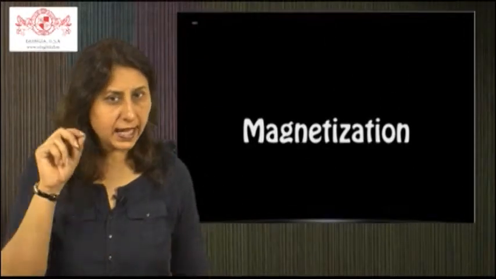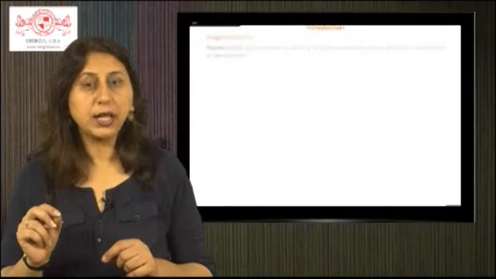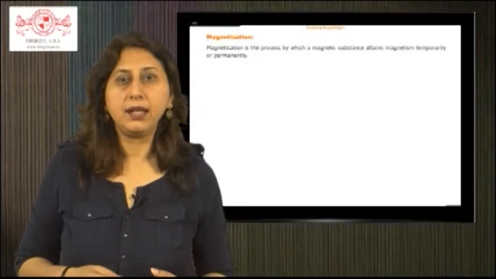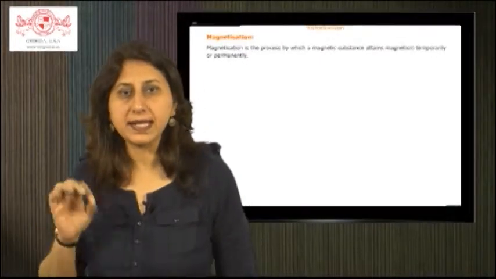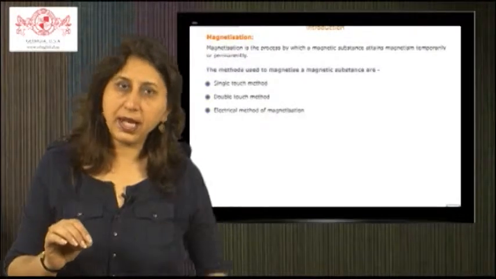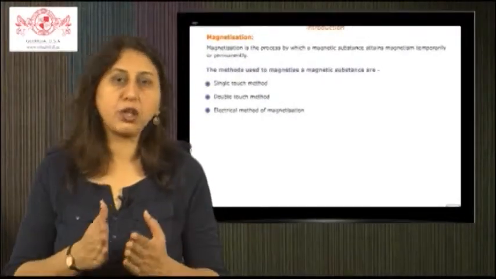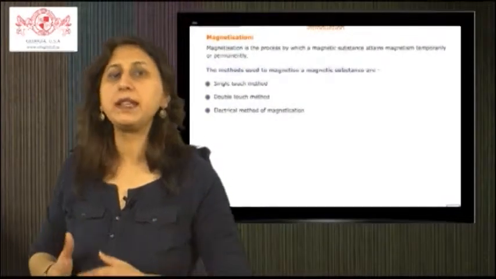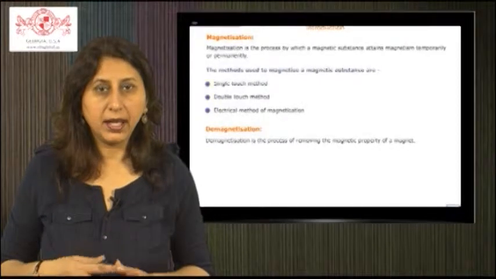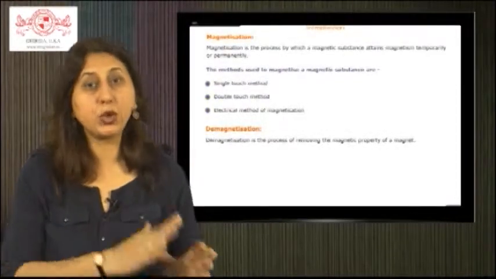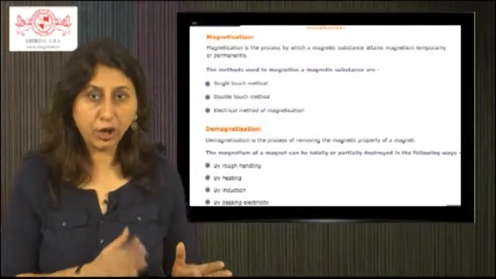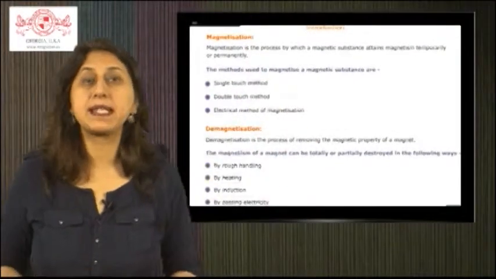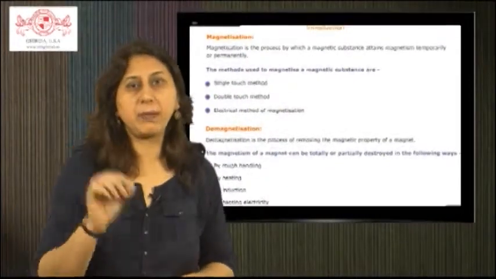Magnetization. Magnetization is the process by which a magnetic substance attains magnetism temporarily or permanently. The methods used to magnetize a magnetic substance are single touch method, double touch method, electrical method of magnetization. Demagnetization is the process of removing the magnetic property of a magnet. The magnetism of a magnet can be totally or partially destroyed in the following ways: by rough handling, by induction, and by passing electricity.